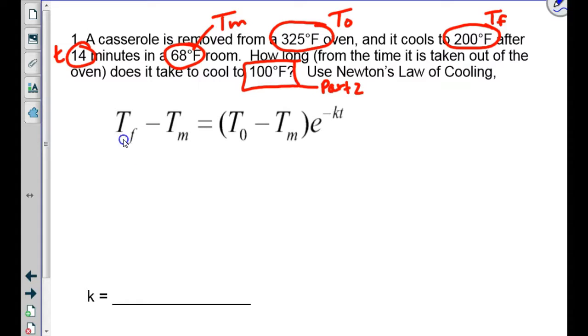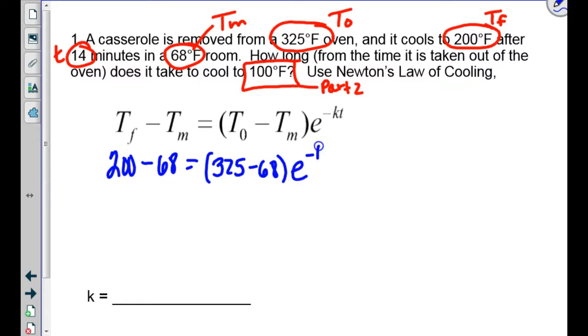All right, so the final temperature at the moment is 200 minus the room, which is 68. The original temperature was 325 minus the room, which is 68. E to the negative, we're trying to find K, and T is 14 minutes. Okay, what is this, guys? 132? This is, I have no idea, 257. And I'm just going to rewrite that as negative 14K. All right, what's next?